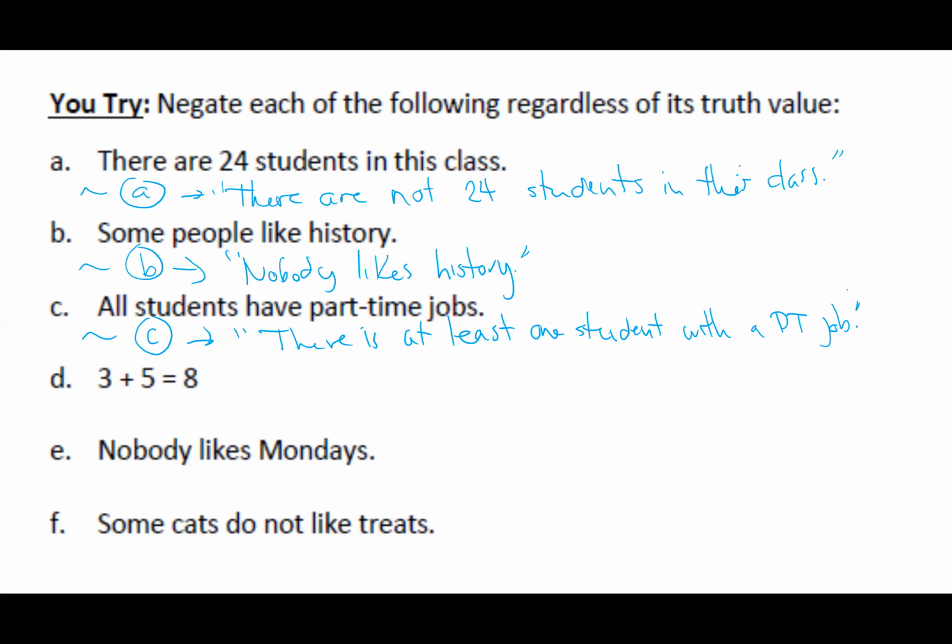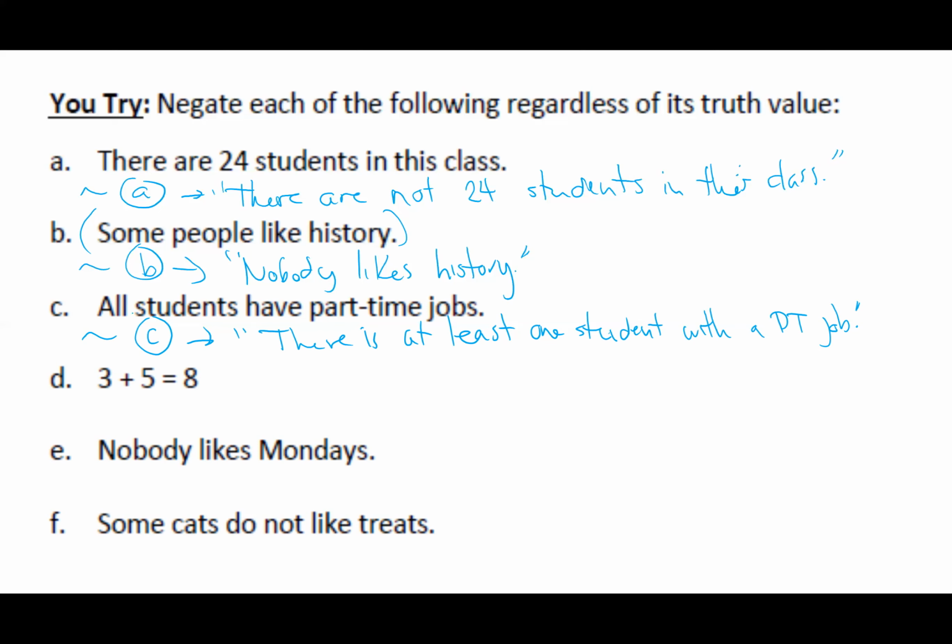When I'm doing a negation, think about what your goal would be in order to disprove the statement. So if someone told me some people like history, the only way I could disprove that is by showing that nobody likes history. If you were to say, for example, some people like history, and someone were to go, no, that's not true, some people don't like history, that person hasn't negated your claim. They haven't negated your statement. The way that you negate the statement would be by showing that nobody likes history. Okay.